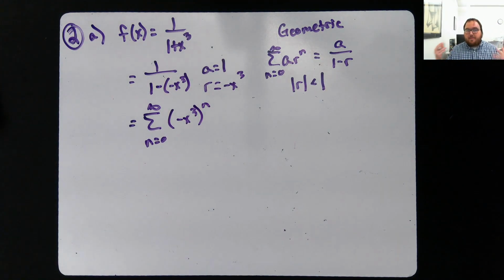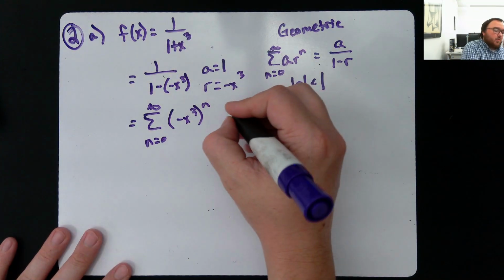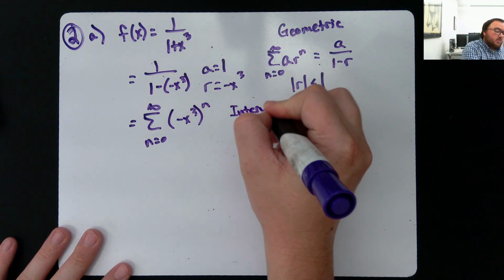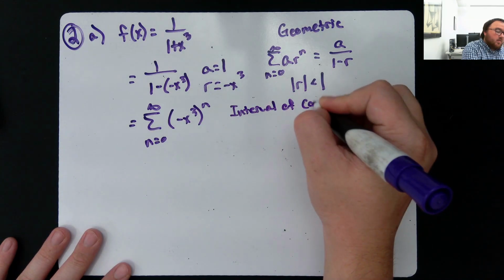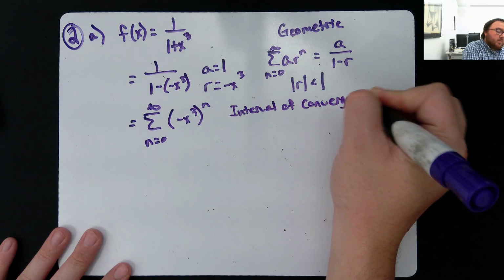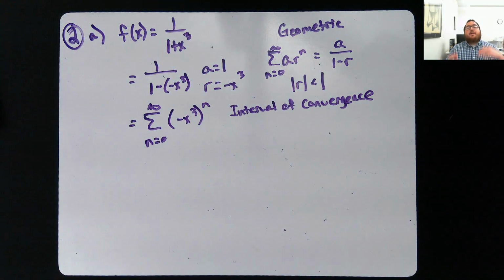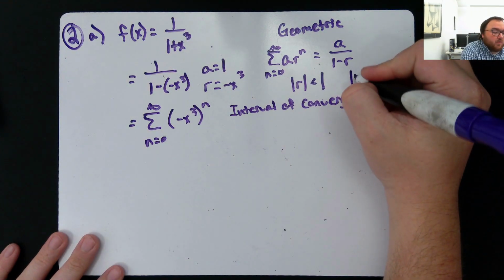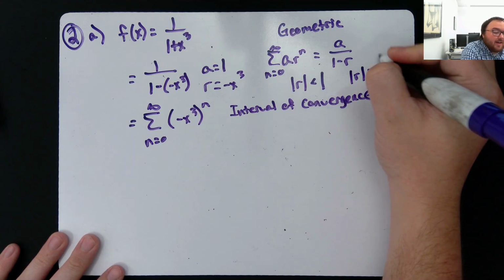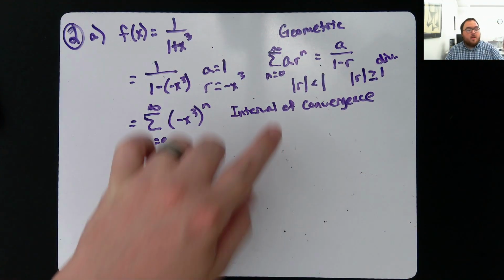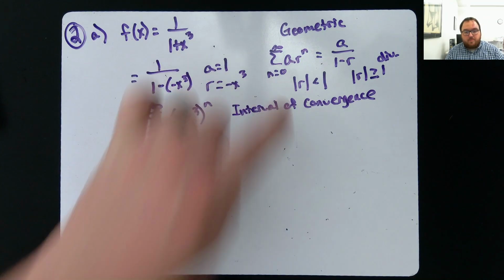Easy enough. That makes sense? So the only thing is that I still need to find the interval of convergence. And the only thing I have to go by is, remember we said absolute value of r has to be strictly less than 1, because we did say if the absolute value of r is greater than or equal to 1, it diverges, right? So strictly less than 1.